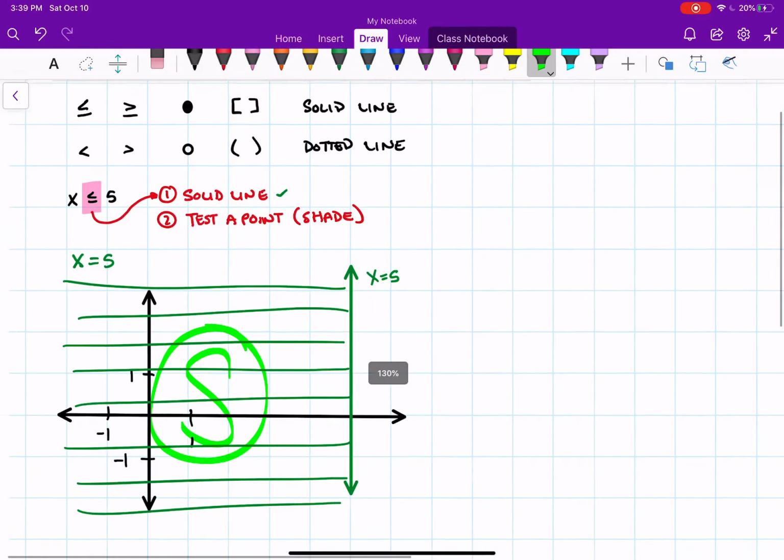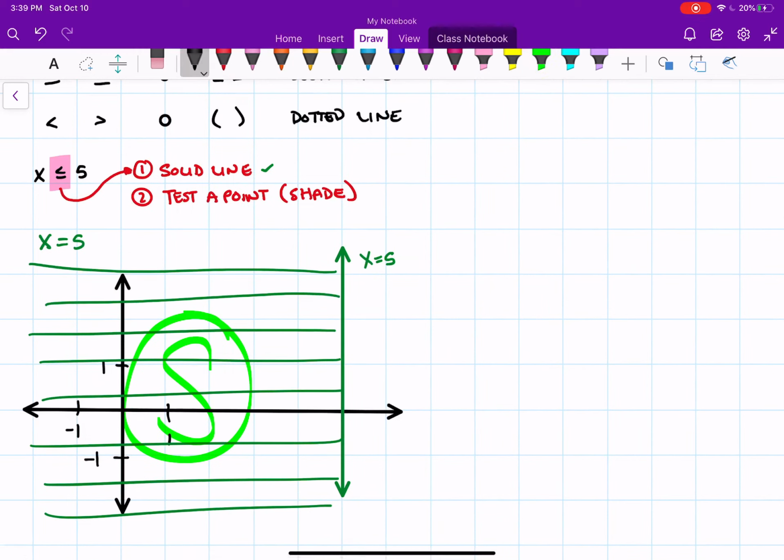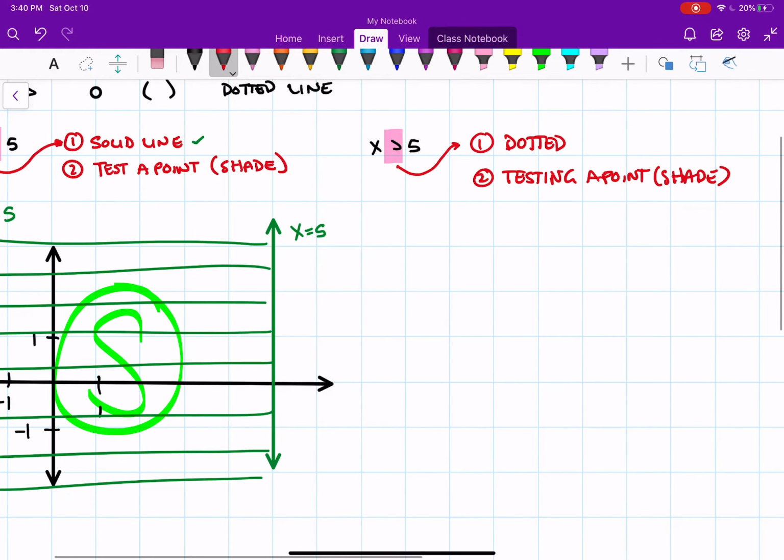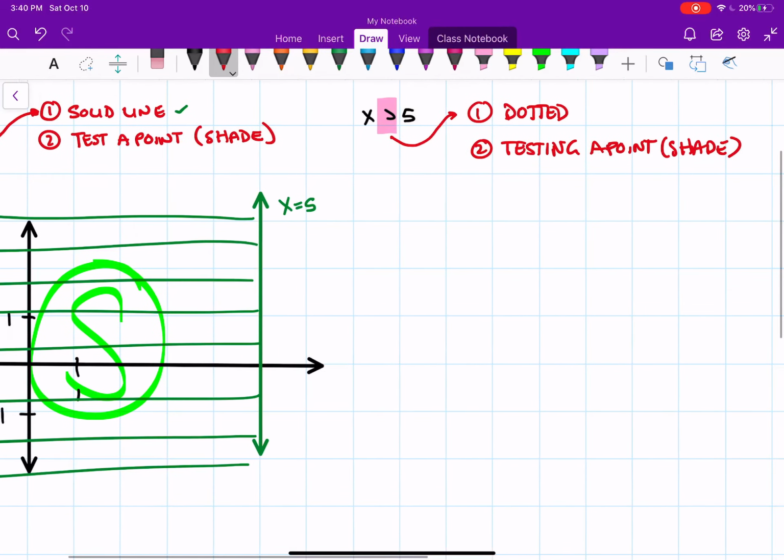Now similarly, on the other end of things, let's say I'm going to graph x is greater than 5. Again, I look at the inequality, and that's going to give me two things. One is that this is a dotted line, and two is to test a point for shading. Okay, so let's do the same thing here. x is greater than 5.